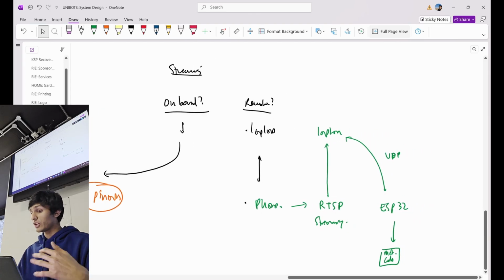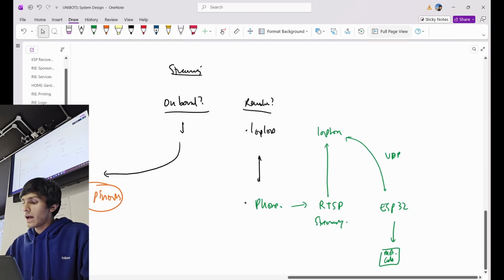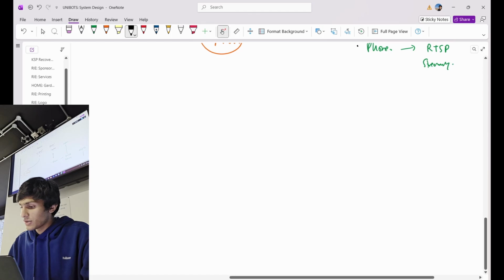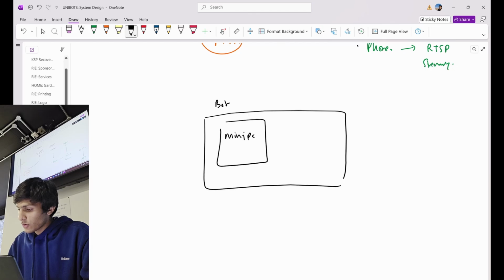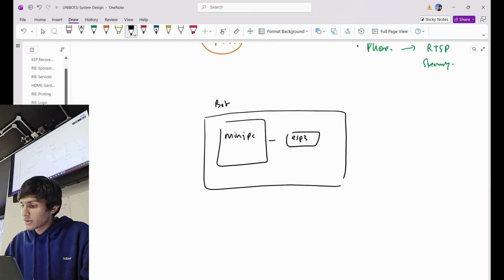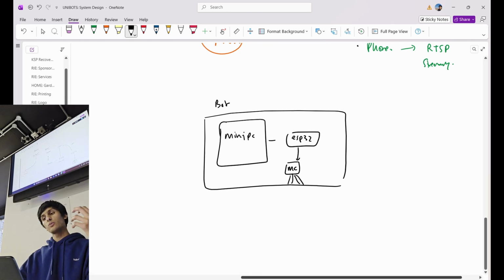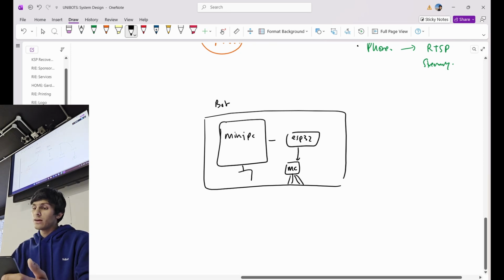The phone can stream to the laptop, which is Shreyas's laptop, and then I also have an ESP32 on board, which connects to the motor controller on the bot. If I remember correctly, this guy is using UDP packets. You can use UDP, you can use HTTP, you can use whatever you feel is right.